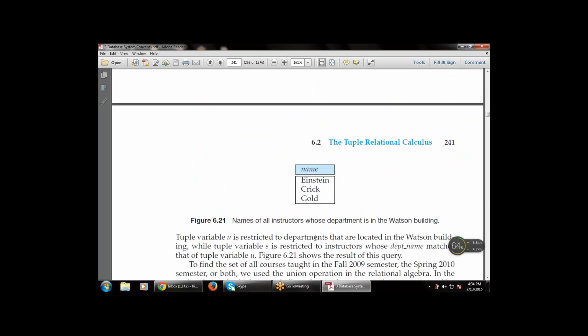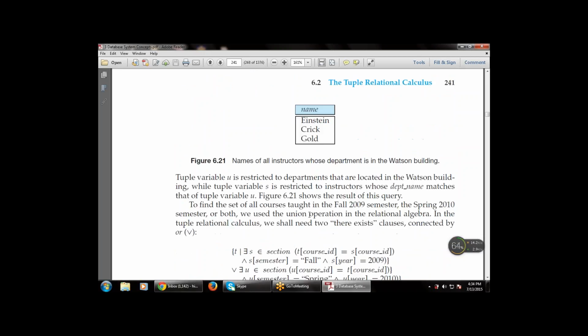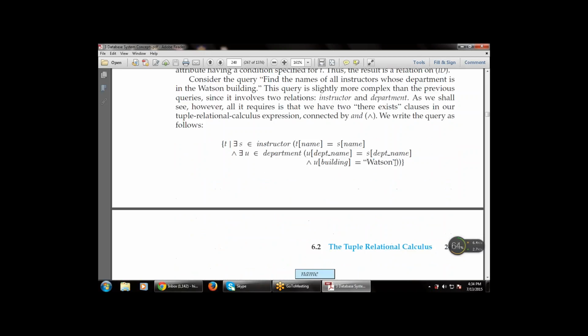This is the name of all the instructors whose department is in the Watson building. Tuple variable U is restricted to the departments that are located in the Watson building, while the tuple variable S is restricted to the instructors whose department name matches that of the tuple variable U. Figure 6.21 shows the result of the query. So what is the result? The building name equals this one.